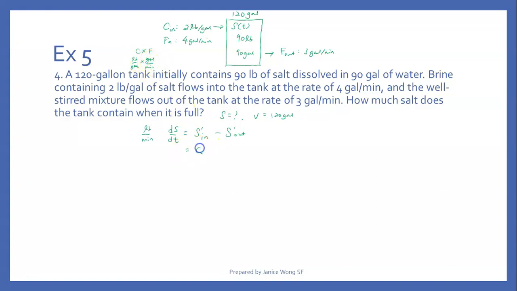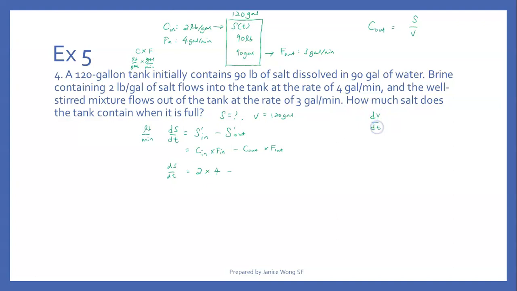So S prime in will be C in times F in minus, for S prime out will be C out times F out. Substitute. ds over dt will be equal to 2 times 4 minus, what happened to the concentration at the outlet? The concentration at the outlet, C out, will be equivalent to the amount of salt coming out, which is actually a variable, right? It is changing based on the time, over the volume in the tank, over the volume of the liquid in the tank. So we need to find the volume function.